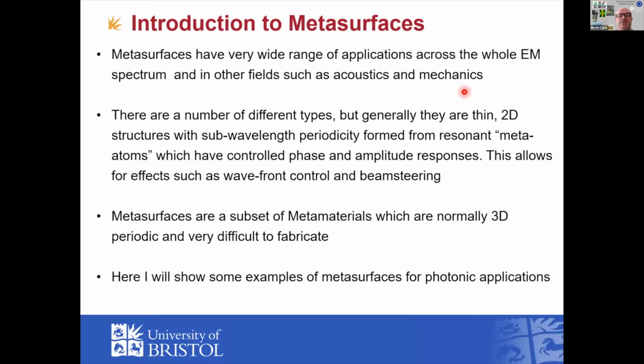There's many different types of metasurfaces, but generally what they are is thin structures. So that's thin in terms of a wavelength. They're normally two-dimensionally periodic, and they've typically got sub-wavelength periodicity. So these features are quite small normally relative to a wavelength. And how they're formed is from what we call meta-atoms. So individual, often resonant structures that you can control the phase and amplitude of. And that allows you to perform interesting functions, such as controlling the shape of a wavefront or steering a beam in a particular direction.